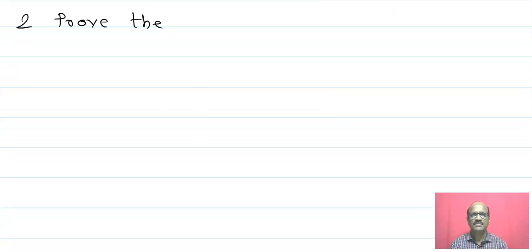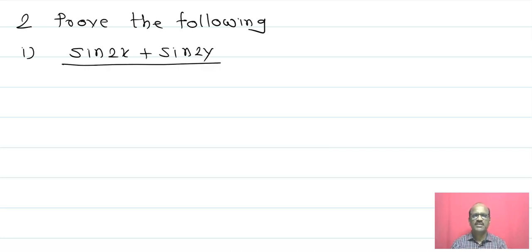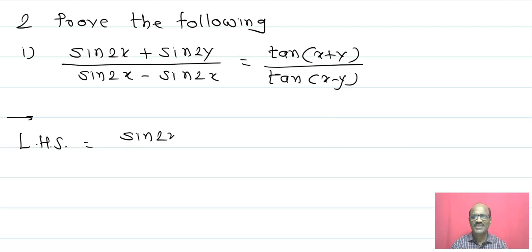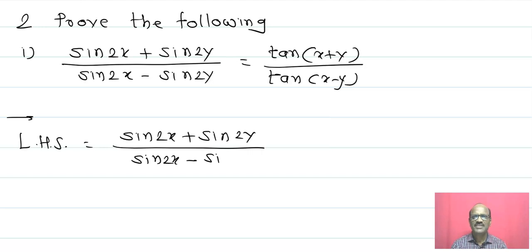Now the next is, prove that. This is very important. If you have a good command of the formulas, then you can prove it very easily. But again, till it requires, you see the solved examples from the textbook, and these are the unsolved. Now sine 2x plus sine 2y upon sine 2x minus sine 2y, there must be the 2y. In the denominator I had made a small mistake, that is sine of 2y. I am changing it.